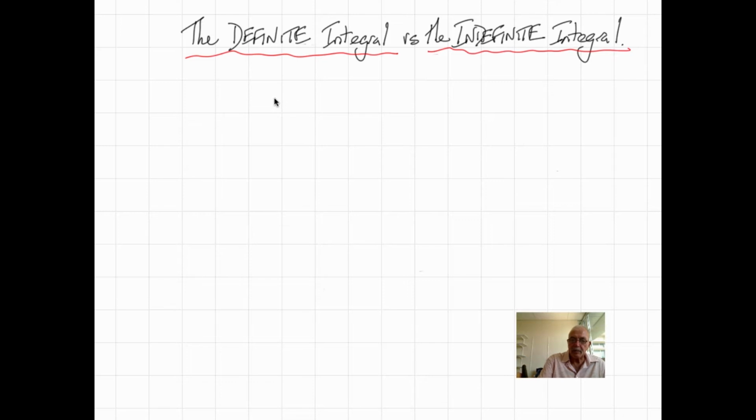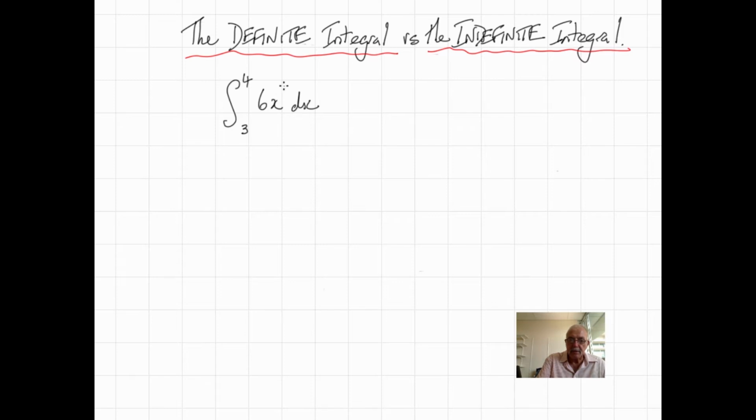Let's look at an example here. You're asked to find the integral between, say, 3 and 4 of 6x dx. Okay. As we said before, you've got to say to yourself, what is the function that we differentiated to get 6x?